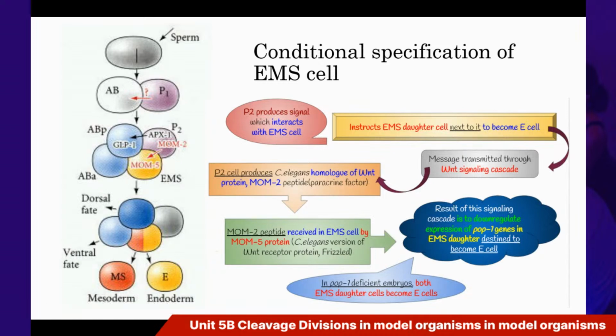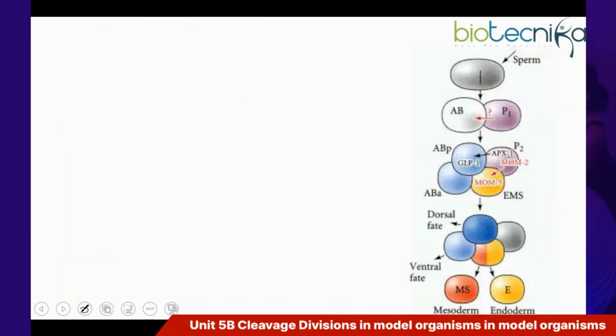Before that, let me show you this. P2 produces a signal which interacts with the EMS cell, so that P2 instructs the EMS cell next to it to become the E cell, that is the endoderm cell. This message is given through the WNT signaling cascade. P2 produces a homolog of WNT protein, the MOM2 peptide. It is received by the EMS cell through the MOM5 receptor, which is a version of the WNT receptor frizzled. The result of the signaling cascade is to down-regulate expression of POP1 in the EMS daughter destined to become the E cell. And in a POP1 deficient embryo, both EMS daughter cells become E cells.